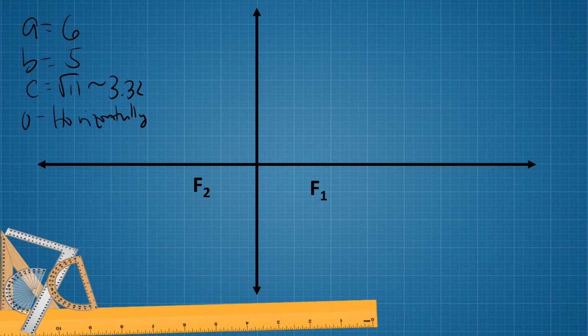So now, the first thing that we need to do is to locate or plot the center. The center is located at (0, 0). So therefore, we have it here. So, center at (0, 0).